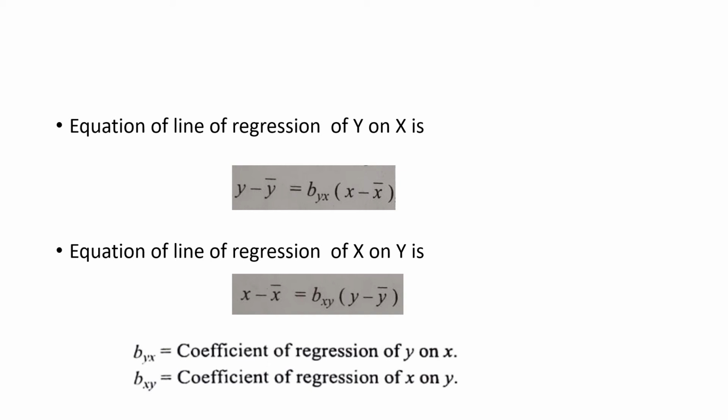If you are using byx, on the left hand side you have to write y minus y bar, and on the right hand side, on the side of x, you will be writing x minus x bar. When you are using bxy, that means you are going to determine x. On the left hand side, write x minus x bar, and on the right hand side, write y minus y bar.